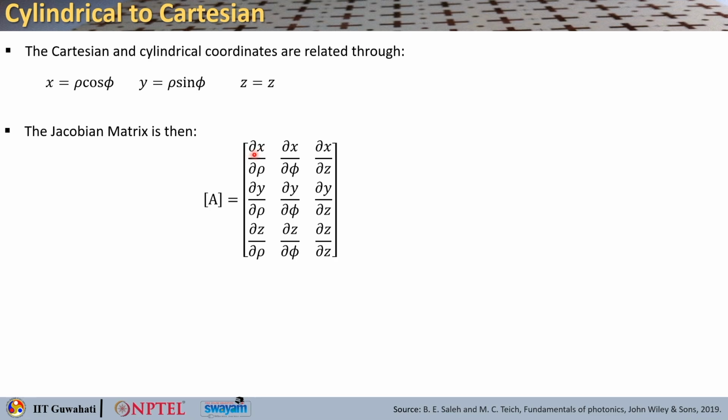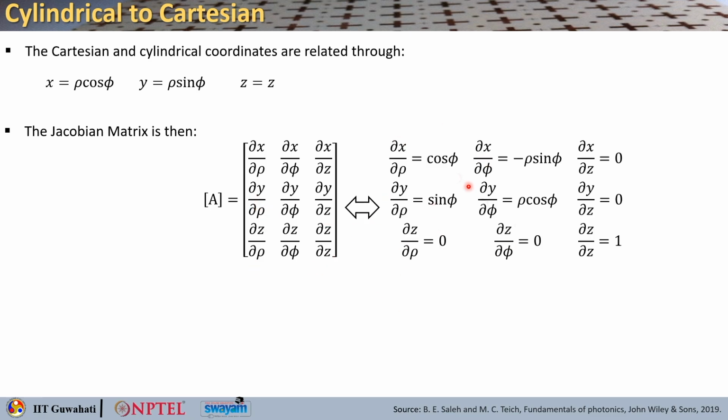So, the first element will be dou x by dou rho, then dou x by dou phi, dou x by dou z, and so on. Once you compute this, x is basically rho cos phi. So, you can calculate dou x by dou rho as cos phi, dou x by dou phi is minus rho sin phi, dou x by dou z is 0. Similarly, dou y by dou rho is sin phi, dou y by dou phi is rho cos phi, and dou y by dou z is 0.